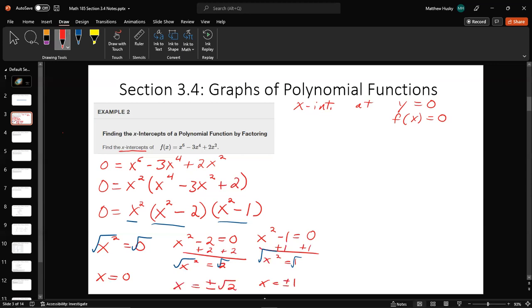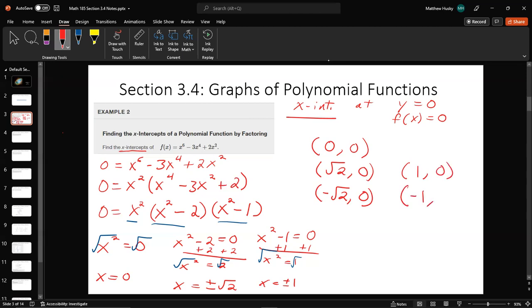Now, these are the solutions. And if we were to write these out as intercepts, because the x-intercept is a point, you would have the point 0, 0. You would have root 2 comma 0. You would have negative root 2 comma 0. Since these are x-intercepts, all of the answers I have are x values of points. There would also be an intercept at 1, 0, and there would be an intercept at -1, 0. So all 5 of those would be x-intercepts of that graph.